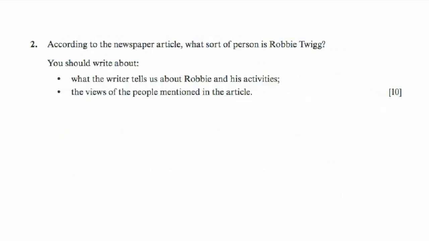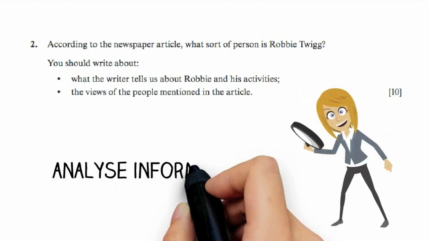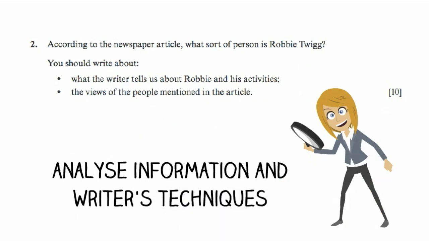Question 2 is asking you what sort of person Robbie Twigg is. Now it's asking you to make some kind of inference here, isn't it? Or dig deeper, as my class calls it. It's asking you to make an assessment of what sort of person he is. Those bullet points, although they say you should write about, that means you have to write about. It's not an option. If you want to get those marks, you have to write about them. And you're being asked there to analyse information and the writer's techniques. So if there's any you can remember that you've picked up, that's when you should be writing them.